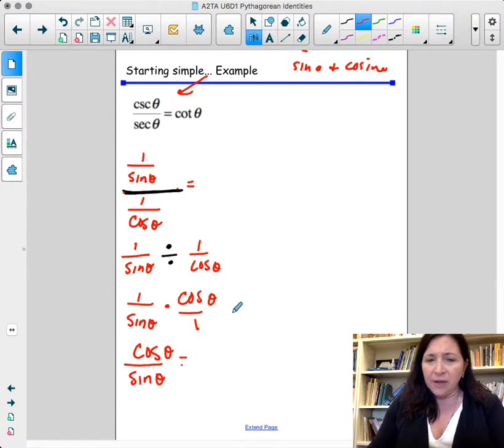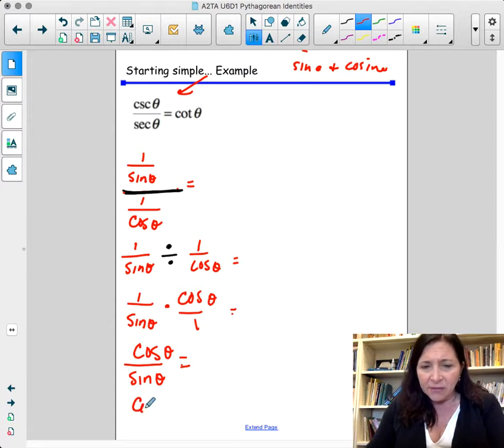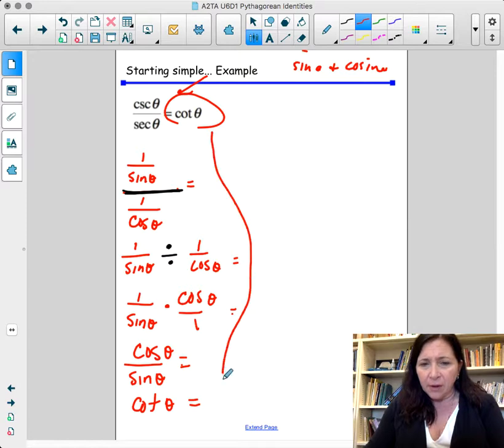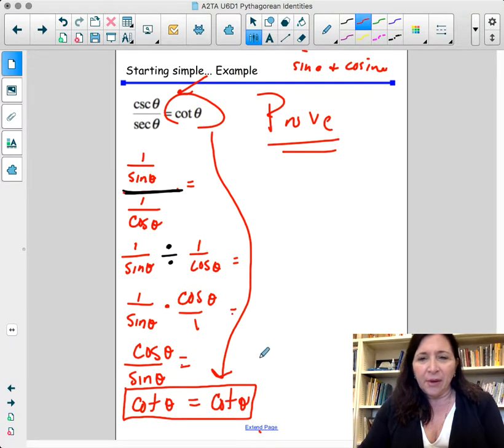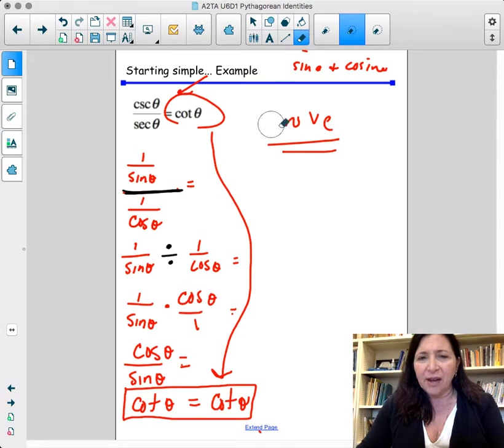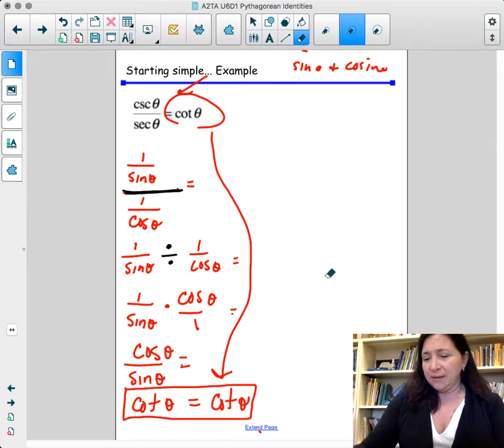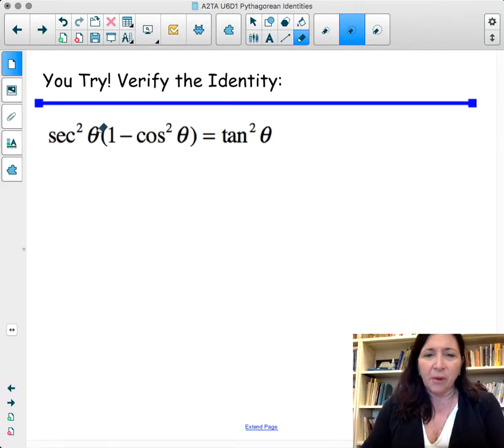Well, cosine of theta over sine of theta is actually cotangent of theta. And what I'm trying to prove, all the way down here, is that this equals cotangent of theta. So I'm just going to box that up because I actually proved that. We've just proved what we set out to prove. And so let's get started on the next problem.